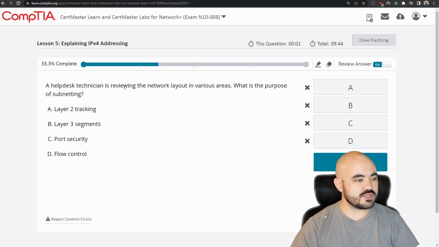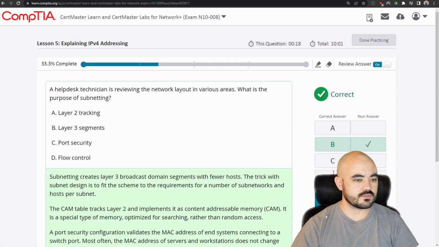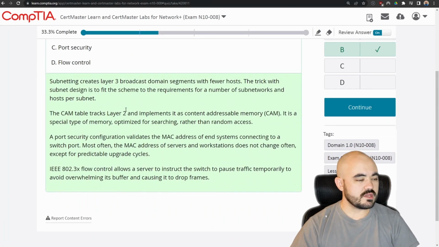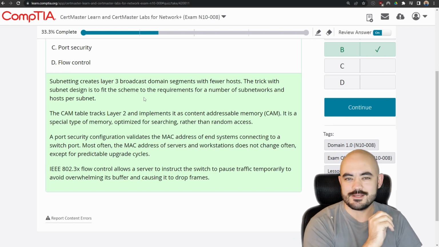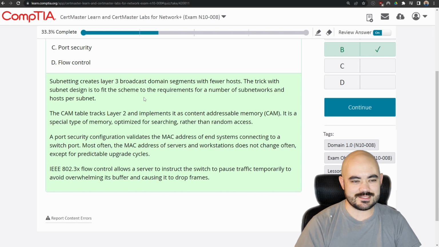A help desk technician is reviewing the network layout in various areas. What is the purpose of subnetting? The purpose of subnetting is layer 3 segments. Okay, subnetting creates layer 3 broadcast domain segments with fewer hosts. The trick with subnet design is to fit the scheme to the requirements for a number of subnetworks and hosts per subnet. I feel like I have the conceptual knowledge down really well, but some of the finer details elude me, the specifics per se.